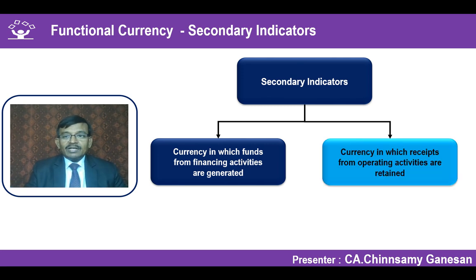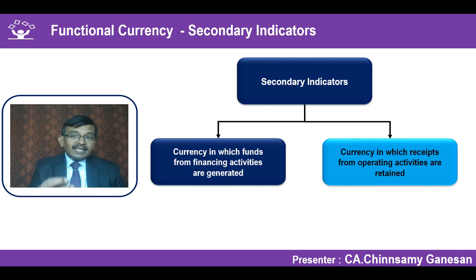Another indicator: suppose I have also taken a loan from foreign countries, an ECB, assuming I have taken it in US dollar also. I have an Indian loan and I also have a US dollar loan. The secondary indicator also gives me a confused position, because the primary indicator is giving me a doubt whether it's US dollar or INR, and when I look at how the finances are raised for the financing activities, that also gives a mixed situation. So what could be the other indicator?